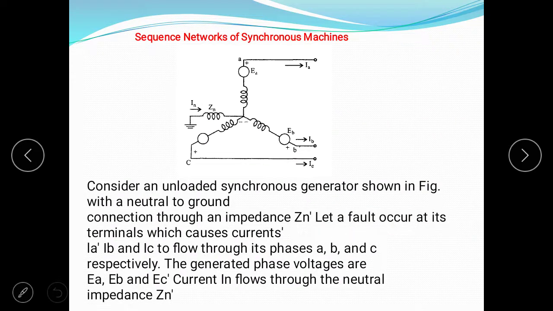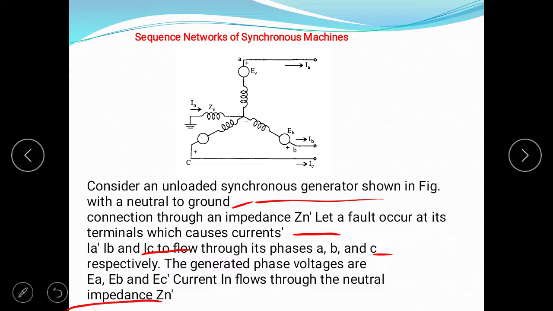Sequence network of synchronous machine. This is the positive sequence network. We consider an unloaded synchronous generator as shown in the figure, with a neutral to ground connection through an impedance Zn. Let a fault occur at its terminal which causes currents Ia, Ib and Ic to flow through its phases A, B and C respectively. The generated phase voltages are Ea, Eb, Ec. The current flowing through the neutral impedance is Zn.